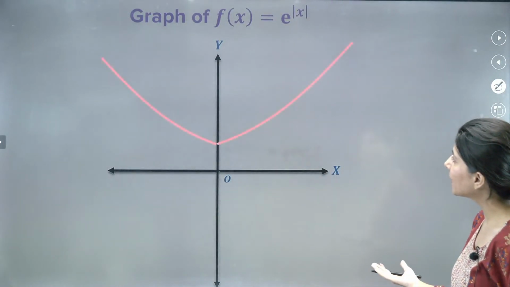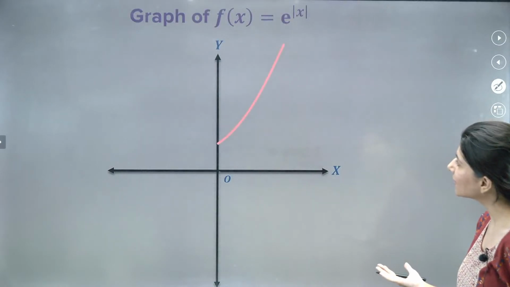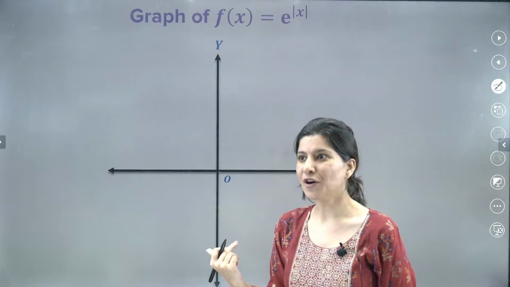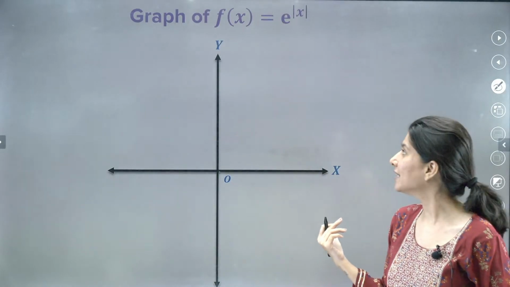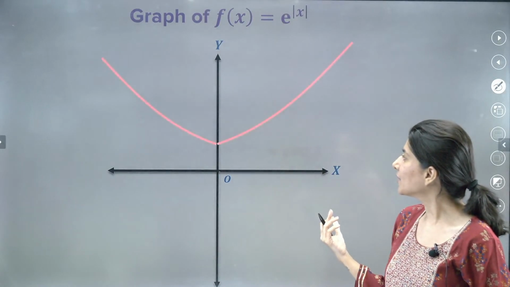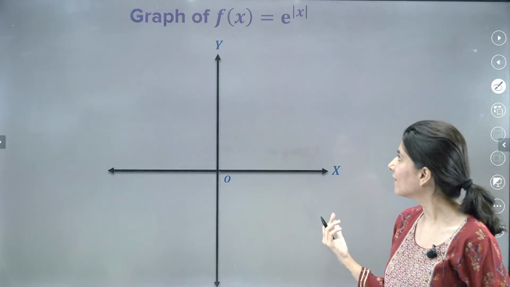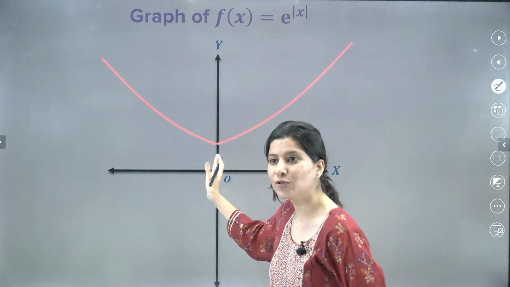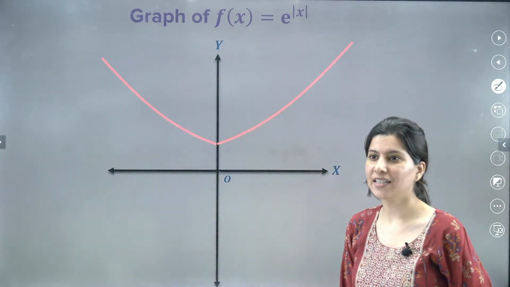So e raised to power x, I have already told you what we did. Step by step, one more time. First of all, the right hand side we have retained. Did you notice the right hand side of the graph we have retained? This is the right hand side and we have to take symmetry about the left hand side. Done.